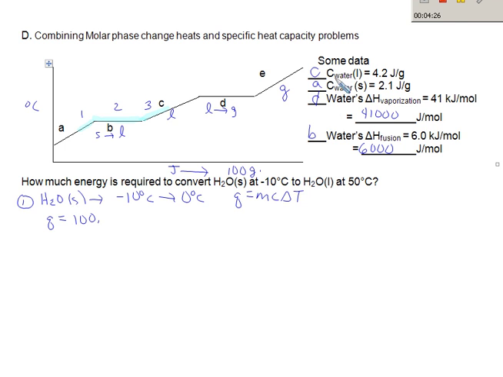I'm in the solid phase, so I'm going to use C water of 2.1 joules per gram. So there's my C. And my delta T, I'm going from minus 10 to 0, so I've got a change of 10 degrees. I figure all this out, and I'm going to put it way over here because we're going to have to line things up. This ends up being 2,100 joules. This is part 1. I'm going to put a circle around this so I remember that I have to do something with it. All right, I've gotten it up so that it's all at 0 degrees C.